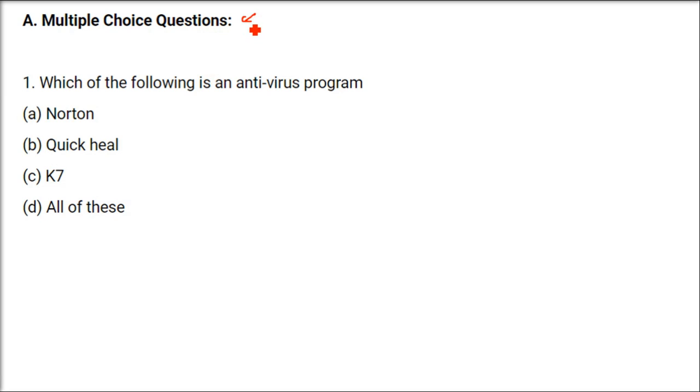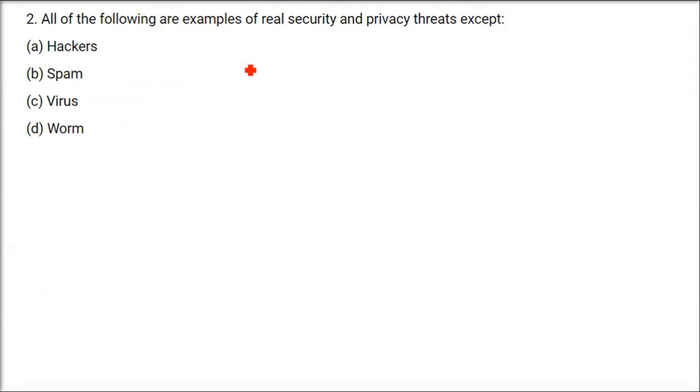Now, taking up multiple choice questions, we have understood most of the things. Which of the following is an antivirus program? Norton, Quick Heal, K7, all of these are antivirus programs. They will try to prevent your system from viruses. All of the following are examples of real security and privacy threats except.